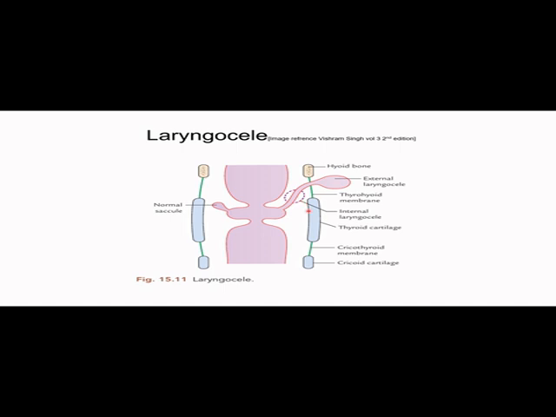So till it is inside this boundary, till it is inside the skeleton, and by skeleton I mean that it has not pierced the thyrohyoid membrane, then it is called the internal laryngocele. But if it has pierced the thyrohyoid membrane and went outside the laryngeal skeleton, then it is called the external laryngocele. So when it is present here, it is internal. When it pierces the thyroid, it becomes external laryngocele.